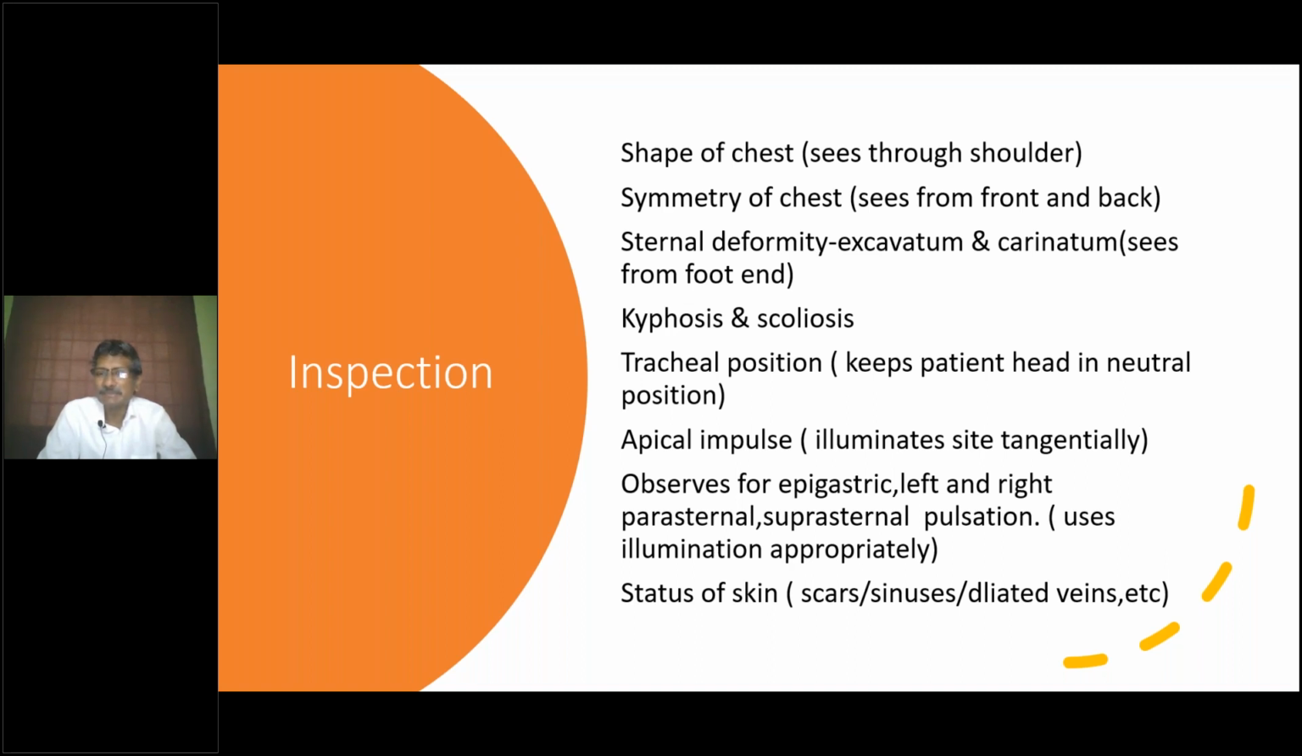Now, why am I asking you to illuminate the apical impulse? Never look at the apical impulse without any illumination. Why is illumination very important? Why should you hit a torch tangentially on the place and look for it? It helps distinguish and visualize the pulse. Haridev has put that pulsations are better seen with illumination.